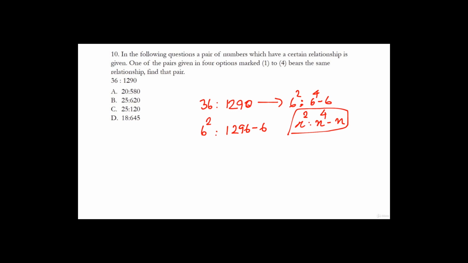Now, the perfect squares on the left hand side are from options B and C, 25. Now, 25 is 5 square, 5 power 4 is 625, and minus 5 will give 25 is to 620. So option B satisfies the condition that is given in the question.